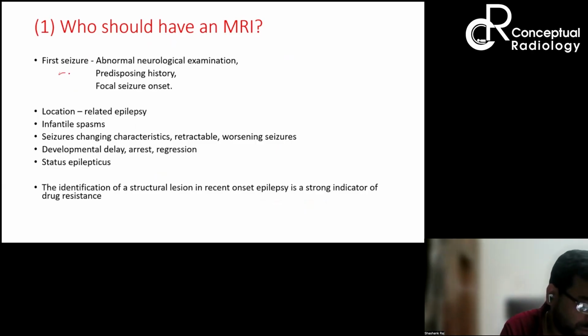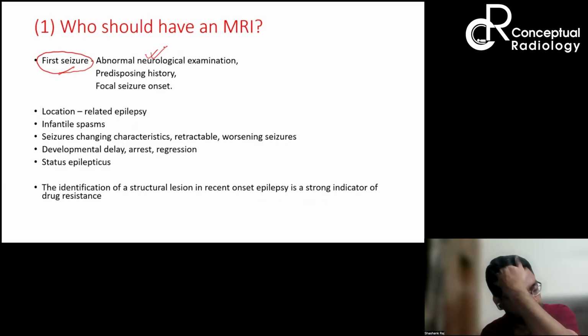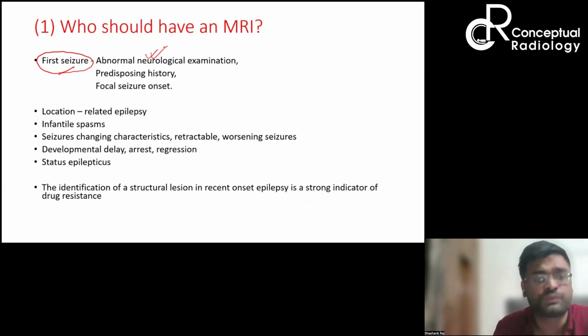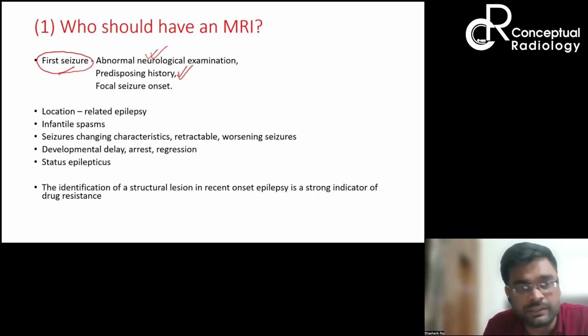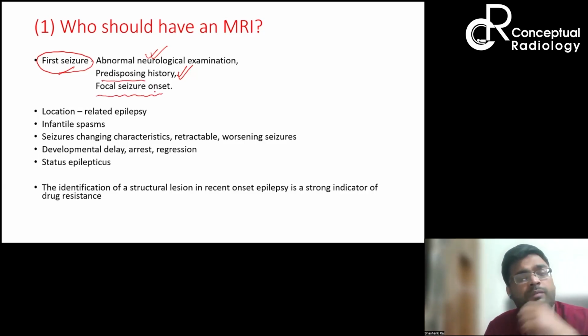Any patient who presents with a first seizure and has an abnormal neurological examination, meaning suppose he has hemiplegia associated with seizures, or any predisposing history, like a patient with breast carcinoma presenting with seizure, where obviously we suspect metastasis. In these cases, MRI should be done. In focal seizure onset, suppose the patient is having seizures from the right upper limb, there are higher chances that you will get a lesion on MRI, right?